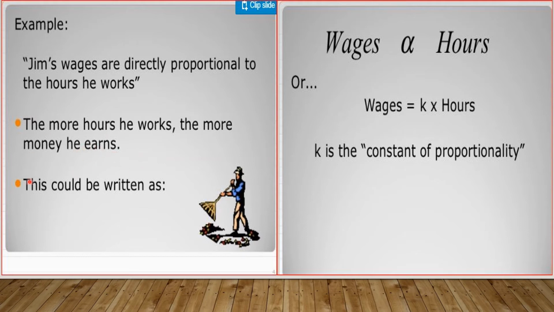How can we write it in a mathematical way? Wages is directly proportional, this sign shows the directly proportional sign, to which quantity? Hours. If you change it into an equal sign, you get wages is equals to k multiplied by hours. What do you multiply k with? Whatever quantity is given to us, you have to multiply it with k. What is k in it? K is the constant of proportionality, as told earlier.